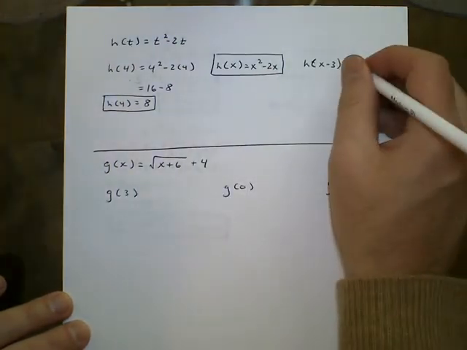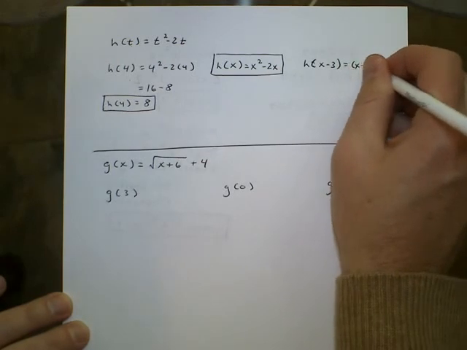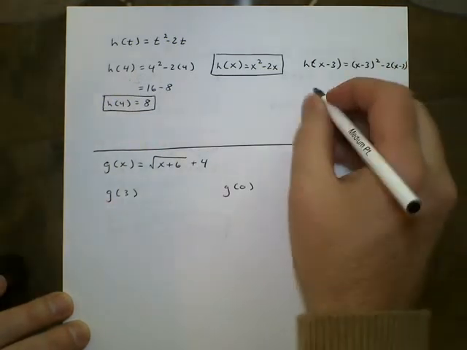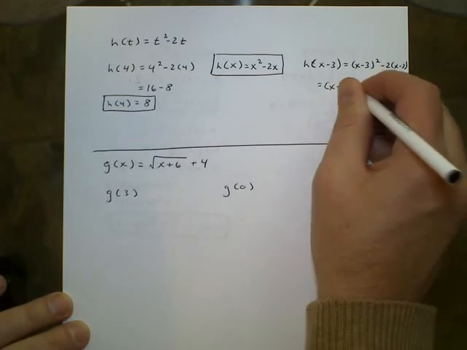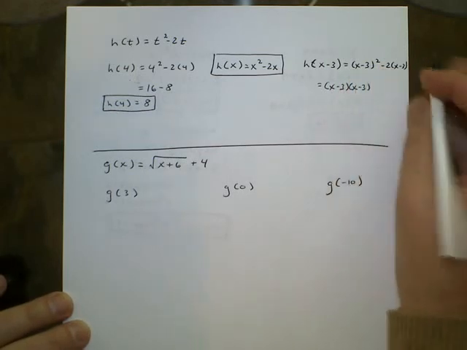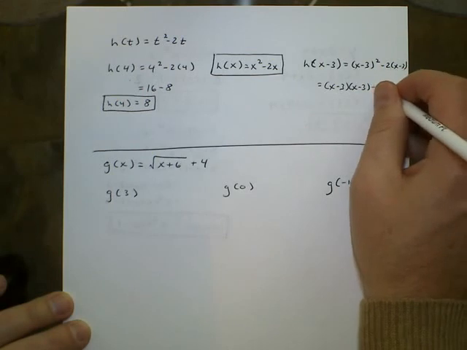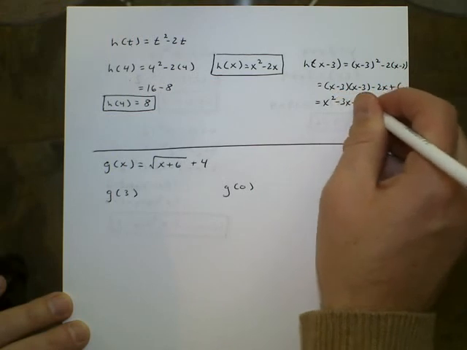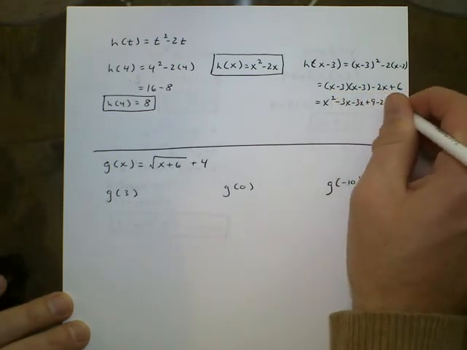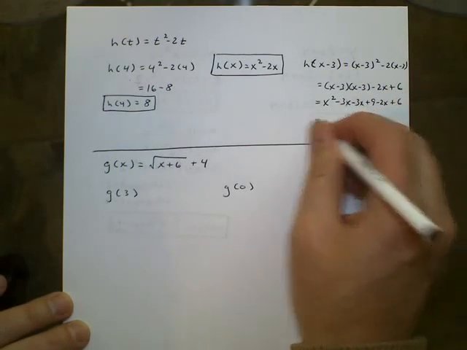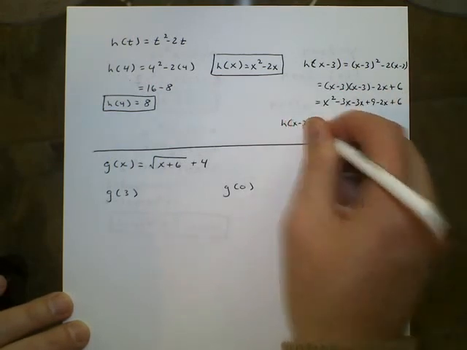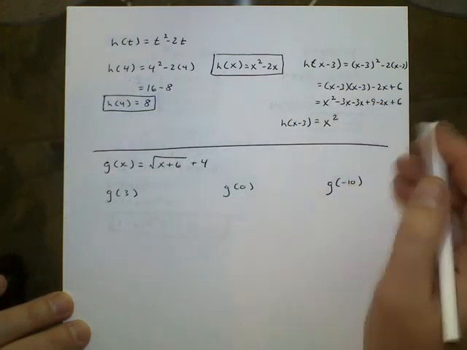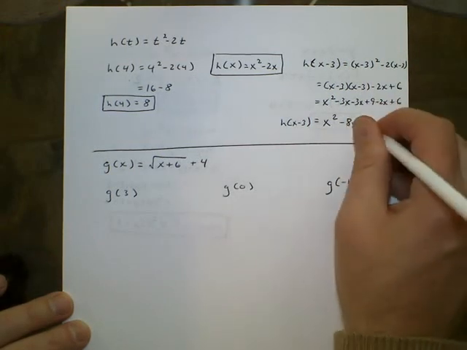To find h of x minus 3, that's going to be x minus 3 squared minus 2 times x minus 3. So we have to FOIL that x minus 3 squared out. It's going to be x minus 3 times x minus 3. We have to distribute the negative 2, so it's going to be minus 2x plus 6 on the end. So we have x squared minus 3x plus 9, and then the minus 2x plus 6. So we would say that h of x minus 3 is equal to x squared. We have minus 3x minus 2x is minus 8x, and 9 plus 6 is 15.